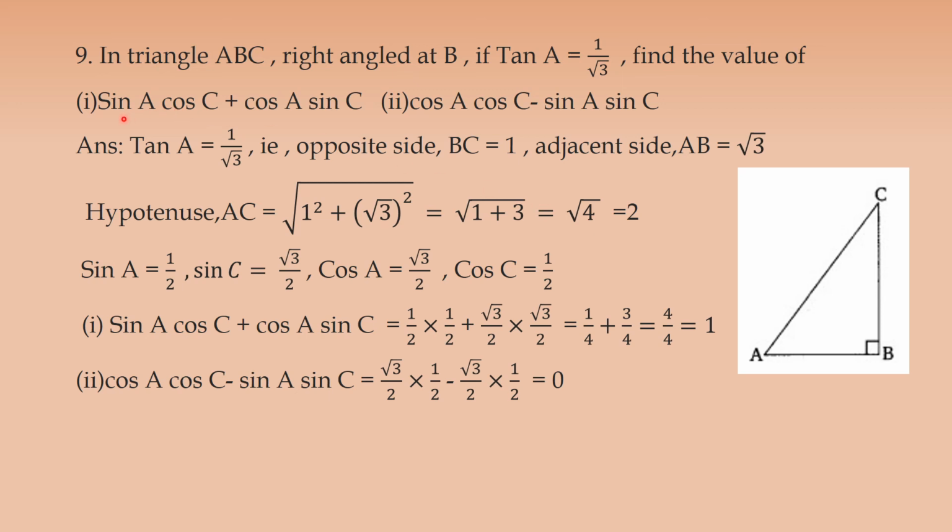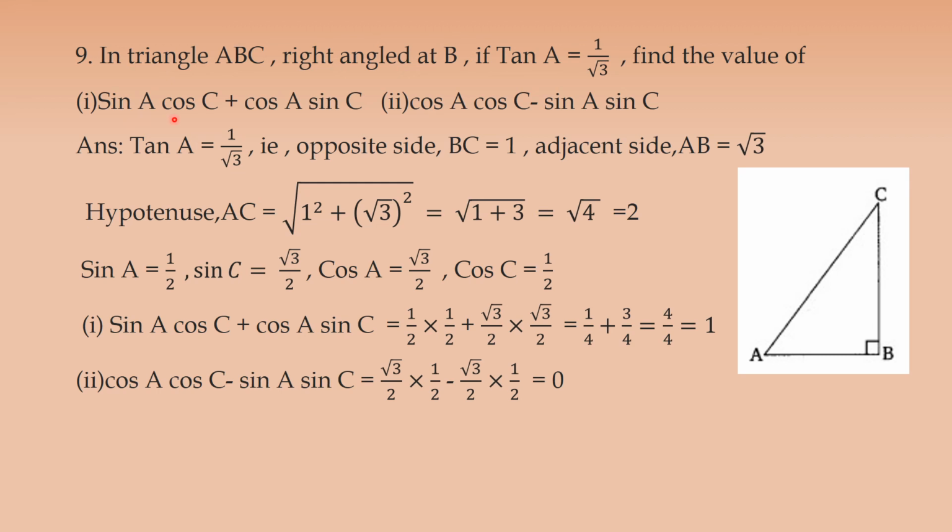Now we want to find sin A and cos C. So with respect to A, sin A is opposite side by hypotenuse, which is BC by AC equal to 1 by 2. Sin C is opposite side with respect to the angle C, AB by AC, which is root 3 by 2. Cos A will be adjacent side AB by hypotenuse again, which is root 3 by 2, and cos C with respect to the angle C, adjacent side BC by hypotenuse AC, which is equal to 1 by 2.